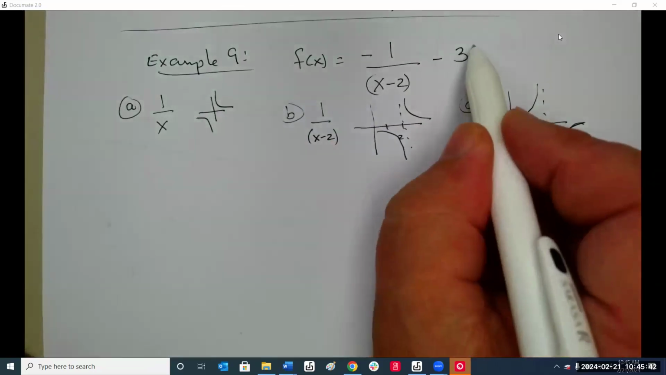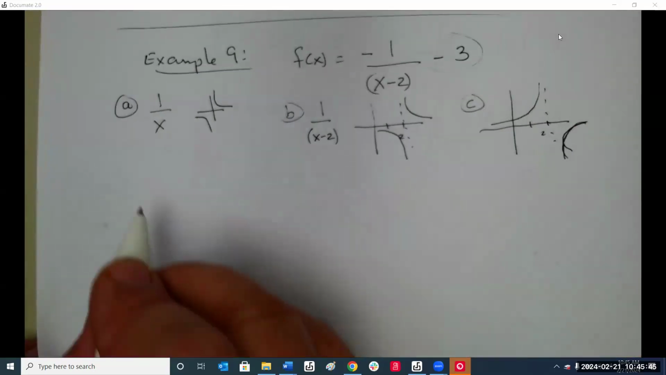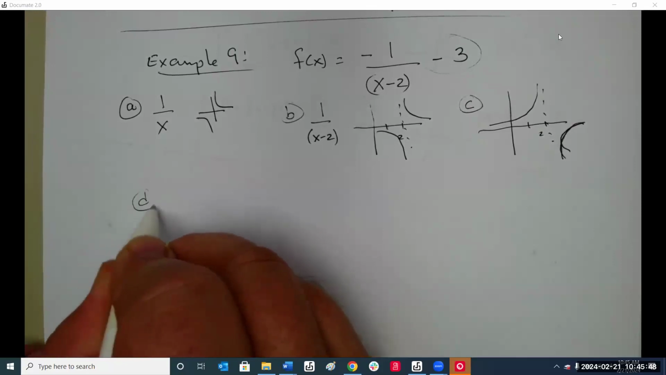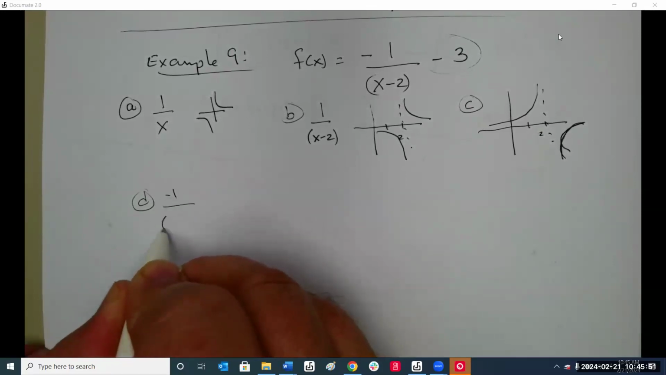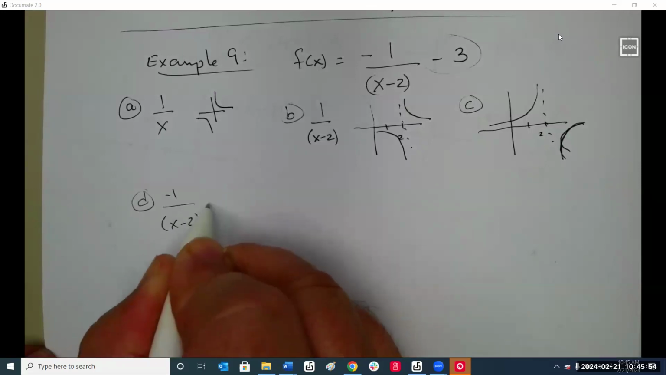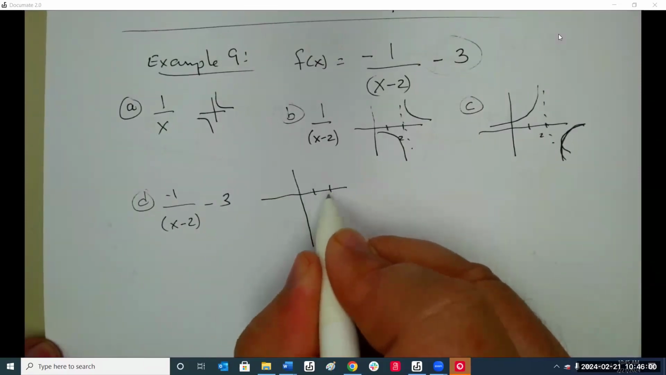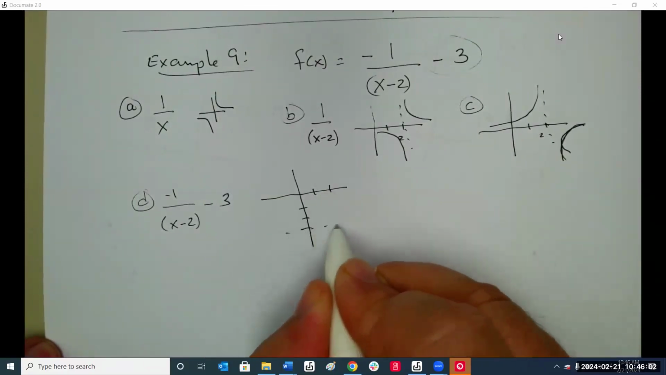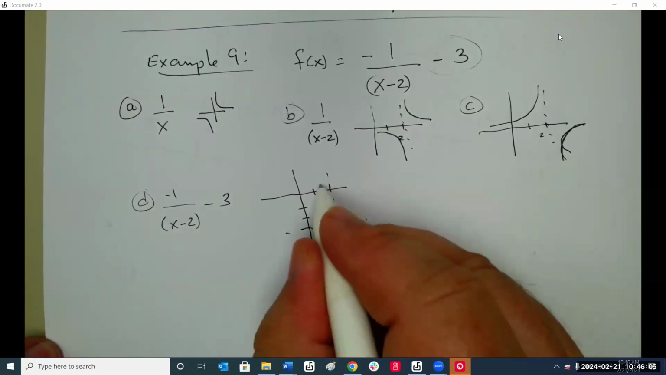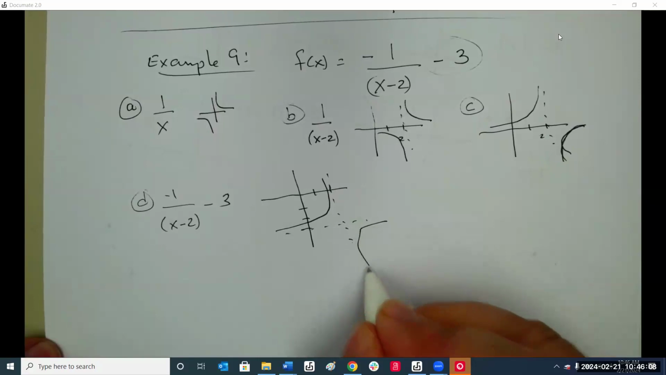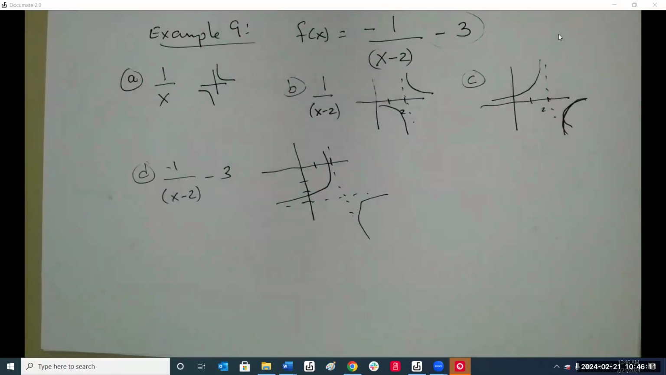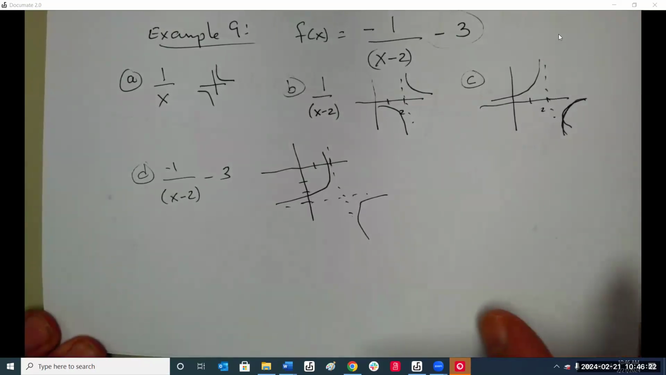That's all with the function. Now we could do a vertical shift. The vertical shift comes last because it's just a number. So we have negative 1 over x minus 2. We go down 3. So we go over 2 and down 3. The graph will look something like this. So that's if the coefficient of the function and the coefficient of x are just signs.